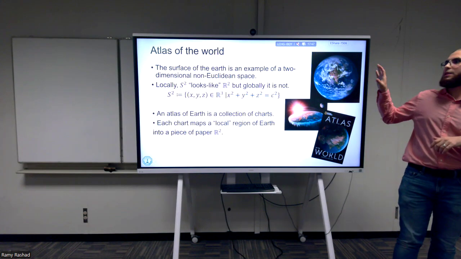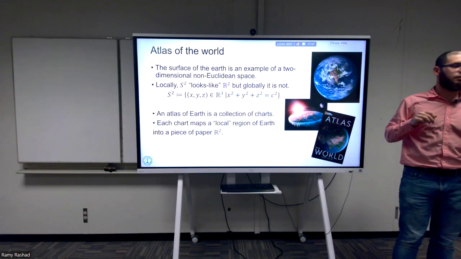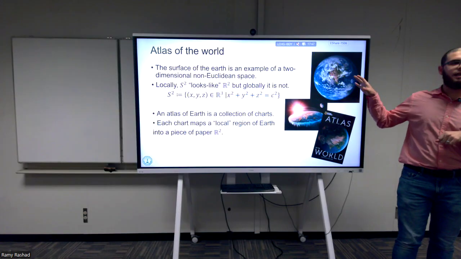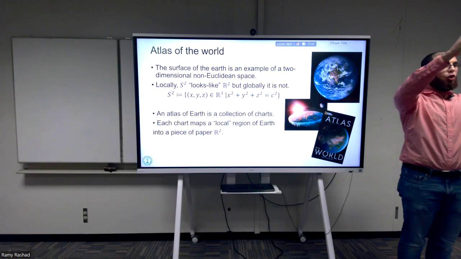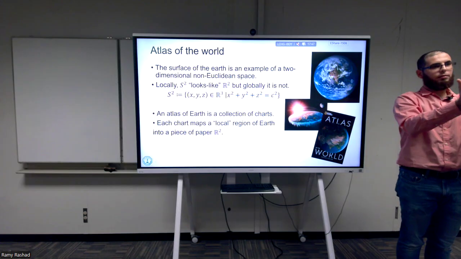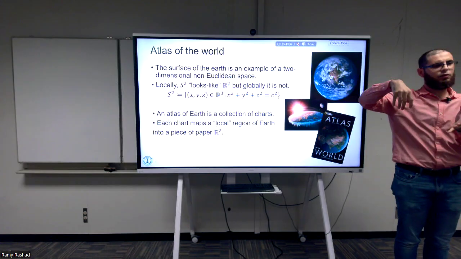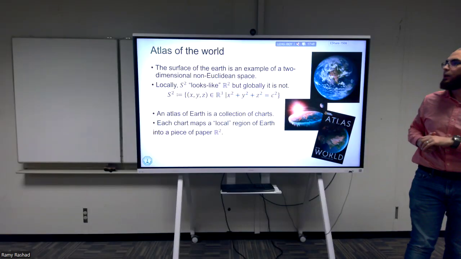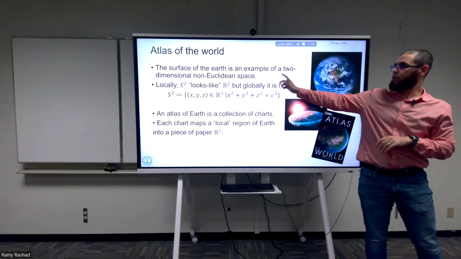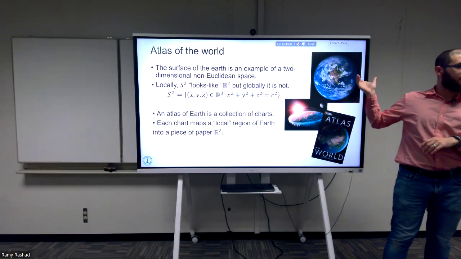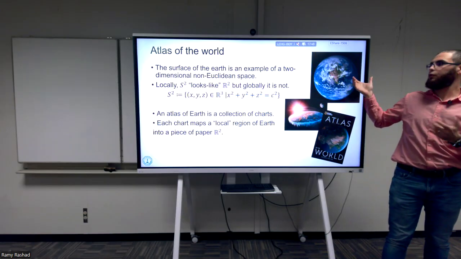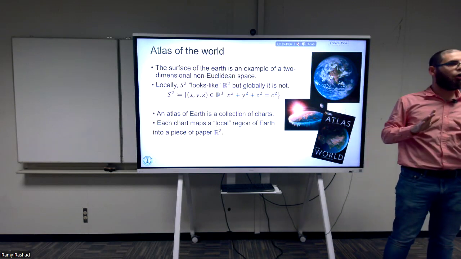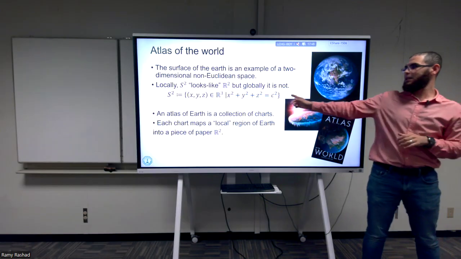The surface of the Earth is an example of a two-dimensional non-Euclidean space. If you take the whole Earth, the surface, not what's inside of Earth, just the surface as a sphere, as the surface of a ball, then S2, which is just the name for the set of the two-sphere, locally looks like R2, but globally it doesn't.